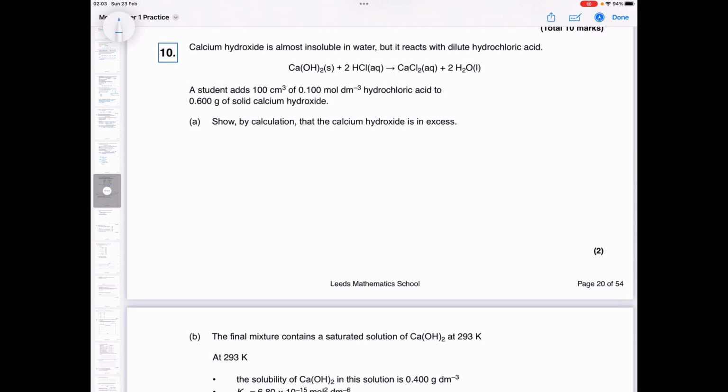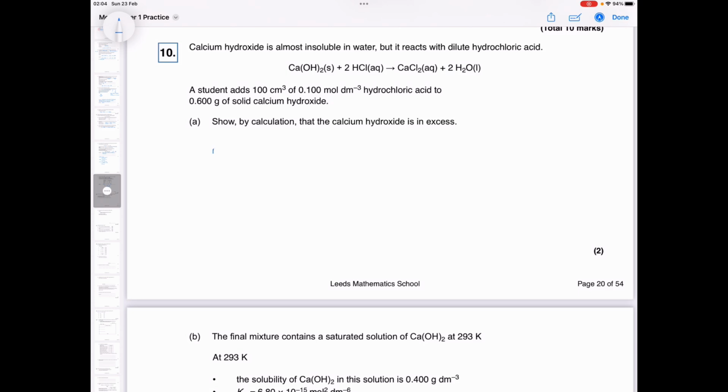Question 10. Calcium hydroxide is almost insoluble in water, but it reacts with dilute hydrochloric acid. A student adds 100 centimetre cubed of 0.1 moles per decimetre cubed hydrochloric acid to 0.6 grams of solid calcium hydroxide. Show by calculation that the calcium hydroxide is in excess.